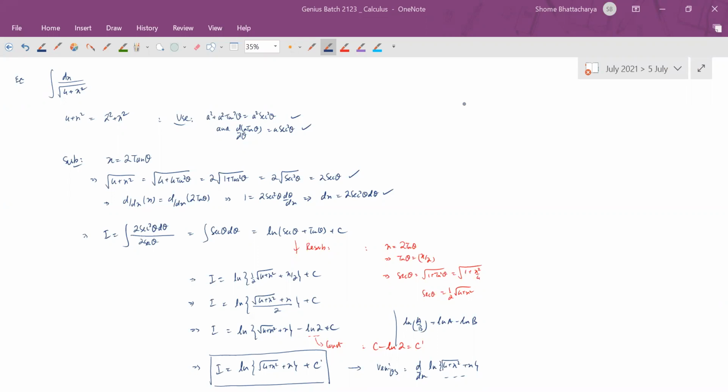But we will now generalize this method. Okay, so this is a particular type of situation where we can use this type of substitution, which makes use of the identity that 1 plus tan square is sec square.